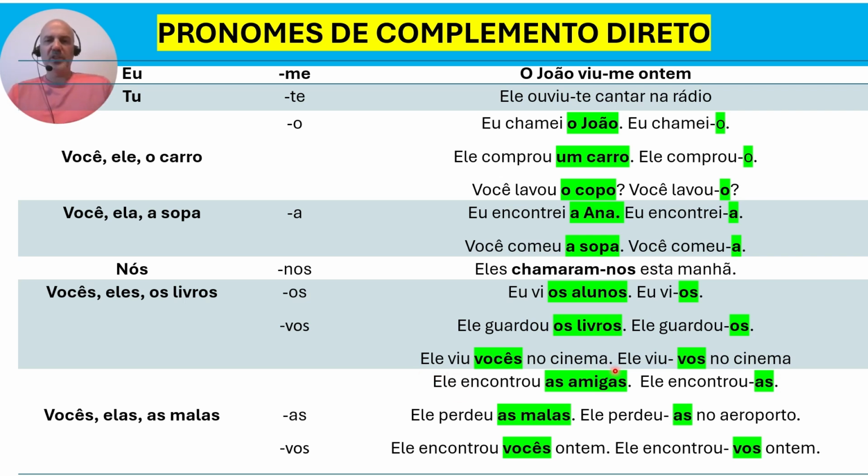Ele viu vocês no cinema. So ele viu vos. So he saw you guys, plural, at the cinema. Ele encontrou as amigas. So he encountered the friends. So ele encontrou as. So he encountered them. And this as represents as amigas. Ele perdeu as malas. So he lost the bags. Ele perdeu as. So he lost them at the airport. So this as represents as malas. Ele encontrou vocês ontem. So he encountered you plural, you guys, yesterday. So this vos represents vocês.